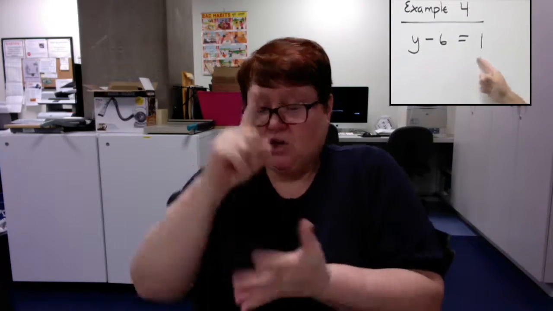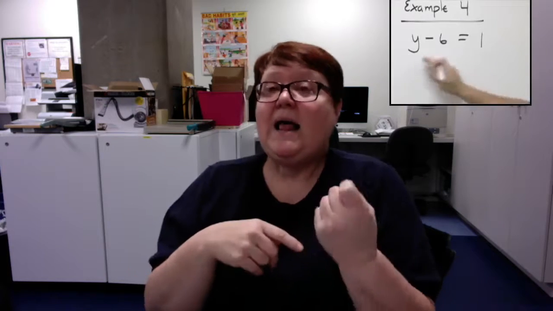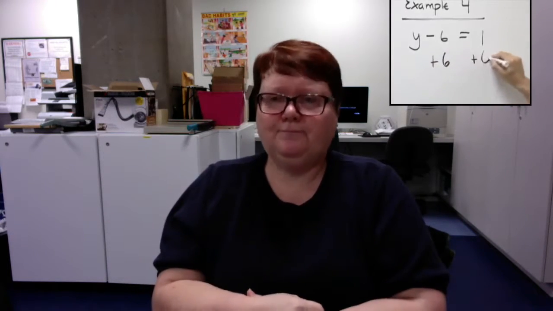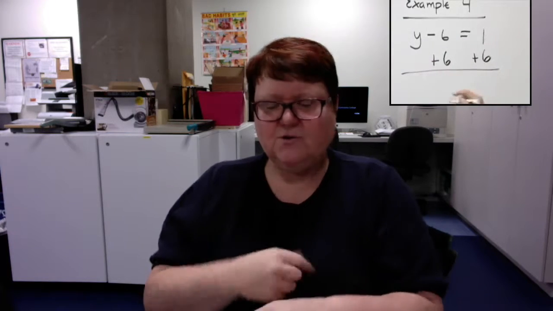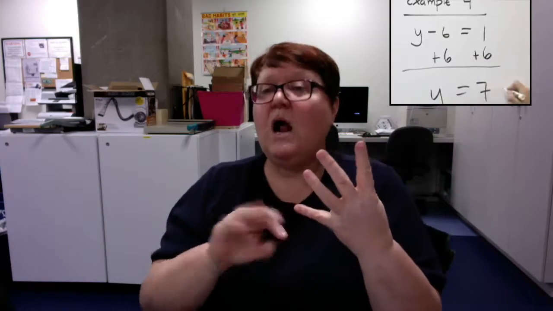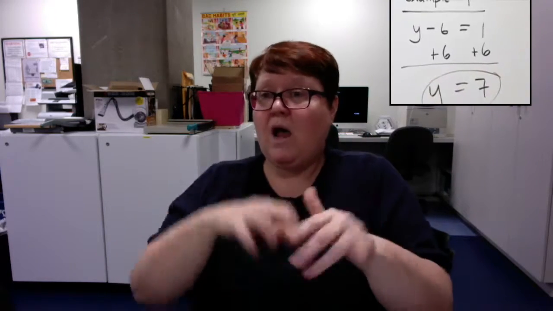Our final example, example number 4, another subtraction problem. Y subtract 6 equals 1. To undo my subtraction, I will add 6, which must be done to both sides. Y then will equal 1 plus 6, or 7. Does 7 minus 6 equal 1 for our check? And the answer is yes, another correct answer.